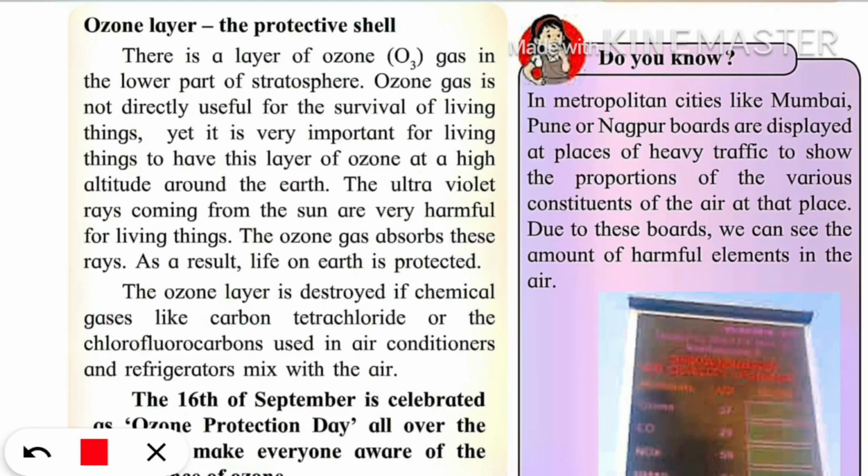Now you will say, ma'am, you are saying it is not very important. Not directly important, but very important also. So let's see how. It is important for living things to have this ozone layer at the high altitude around the earth, because the ultraviolet rays, the UV rays coming from the sun, are very harmful for living things. The ozone gas absorbs these rays. As a result, life on earth is protected.